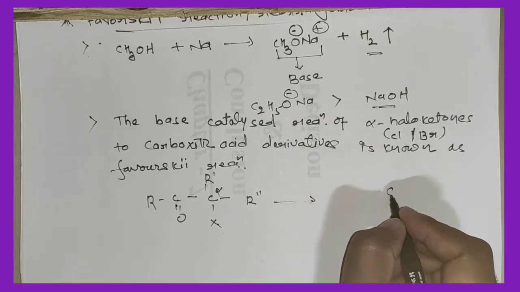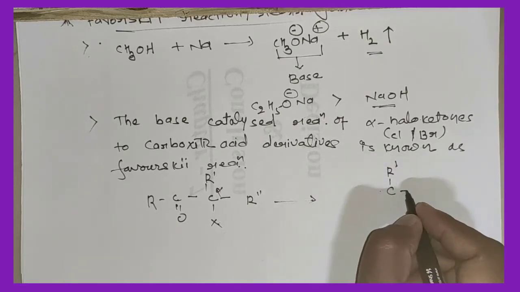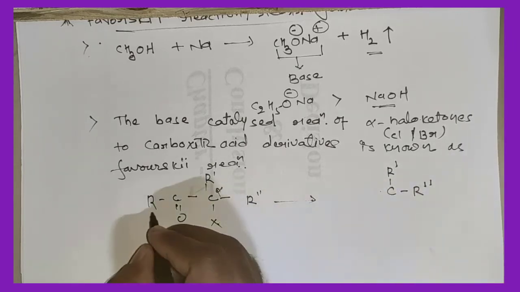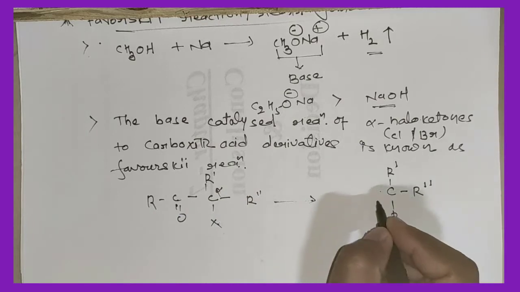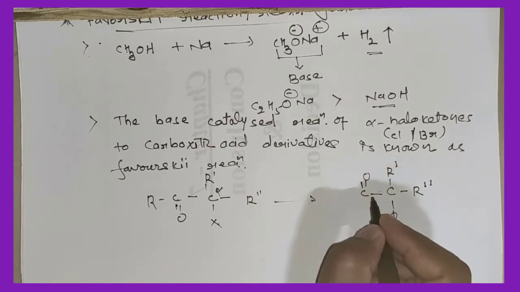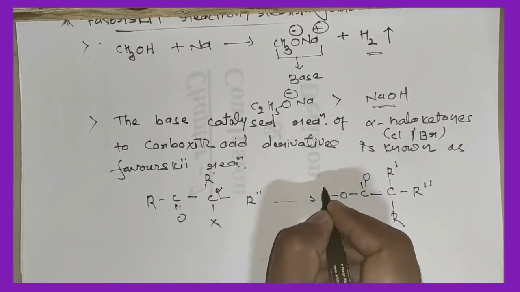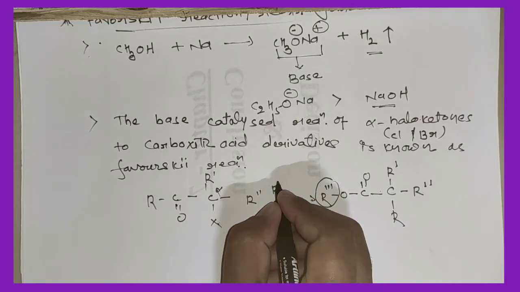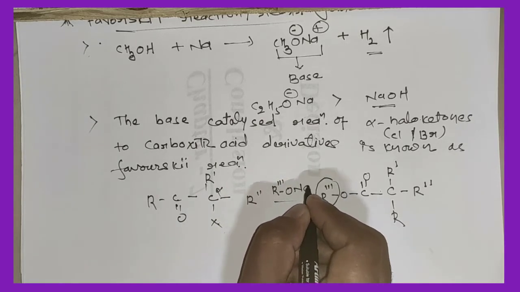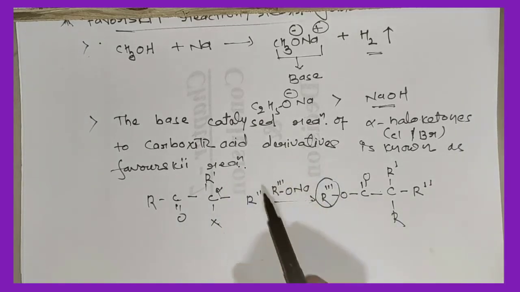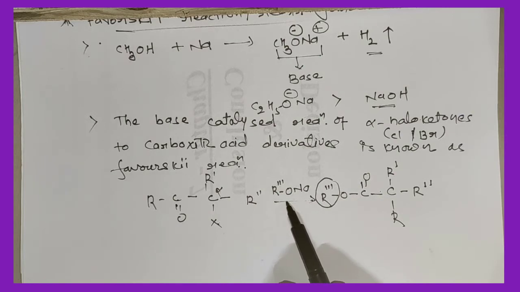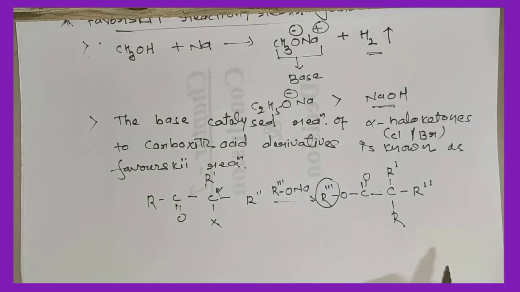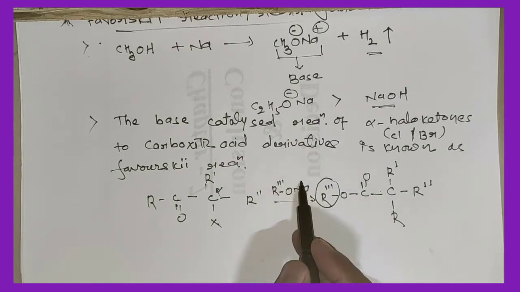a carboxylic acid derivative. So here C is attached with R dash, R double dash, and these are transferred to here, R group, and it is converted to R triple dash. This R triple dash comes from the ONa, sodium alkoxide. Here this sodium alkoxide acts as a base. That's why I am discussing this topic prior to this reaction. Clear? So here sodium alkoxide acts as a base.